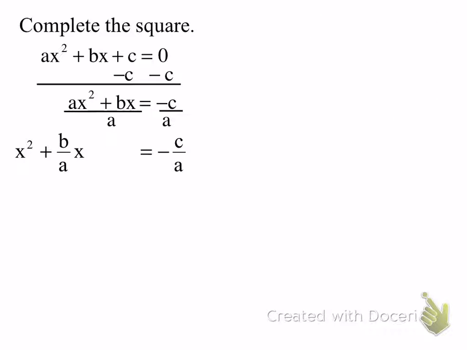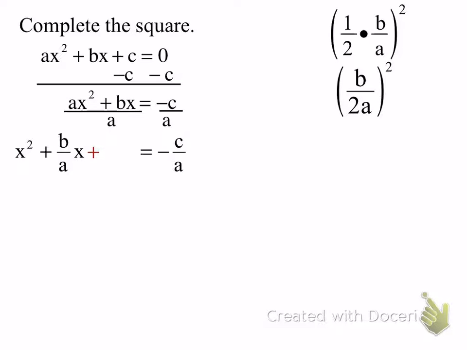Okay, so my question is, what do we do next? Remember, we take that b over a, divide it by 2. We don't divide fractions, we multiply by the reciprocal. So instead of dividing by 2, we're going to multiply by 1/2, and we square it. And that then becomes my c. So I'm adding the c to both sides.